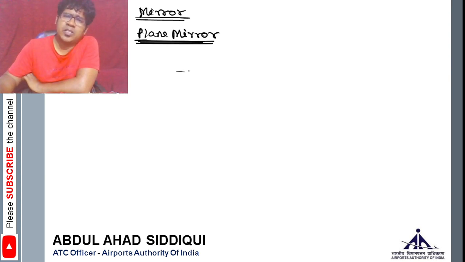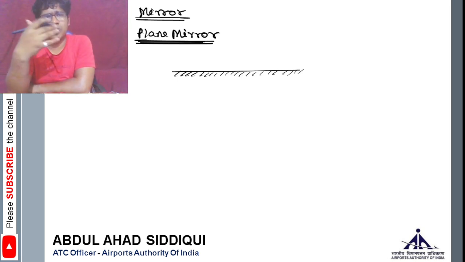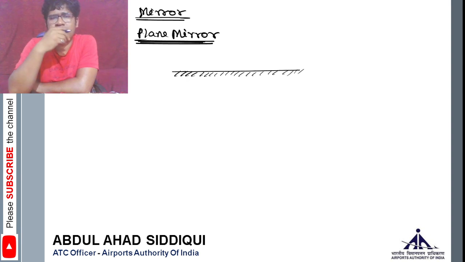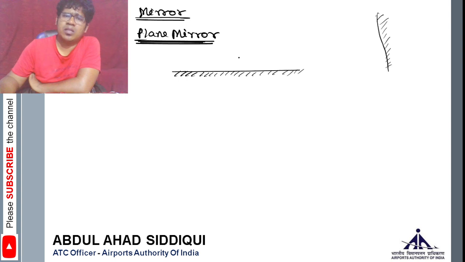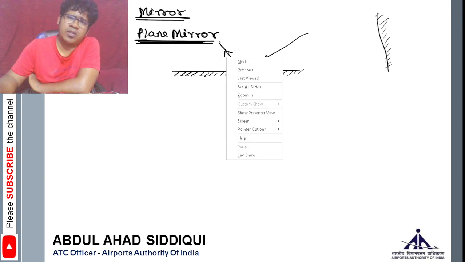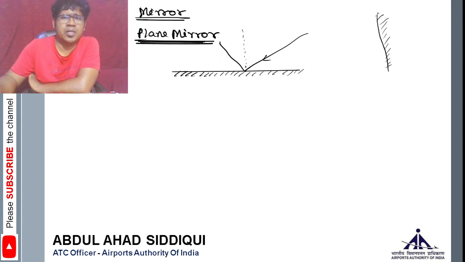So plane mirror is like you have seen plane mirrors, the normal glass which you use to see the faces, that's all. Matlab there is a normal glass and you just polish it by silver. Silver polish is there on one side, then it becomes a mirror. So this becomes your plane mirror, right? So in plane mirror, if light is coming like this, then it will reflect. What is the fundamental law of reflection?